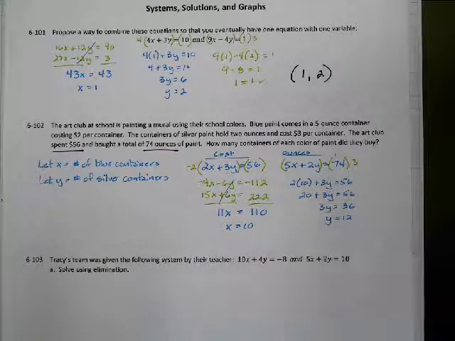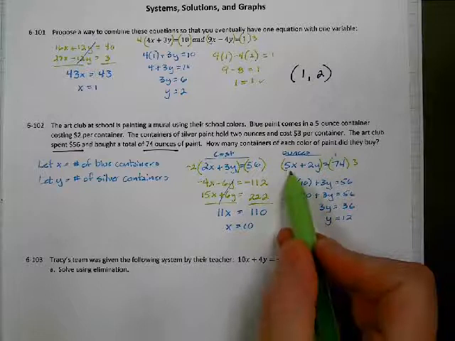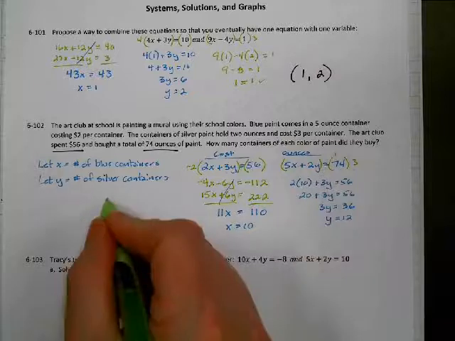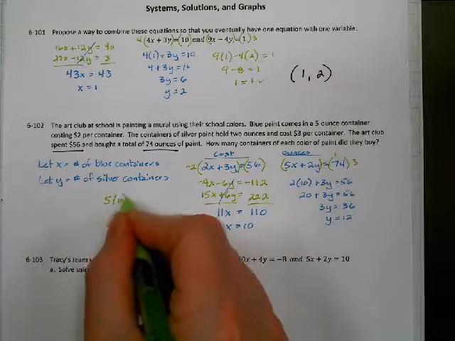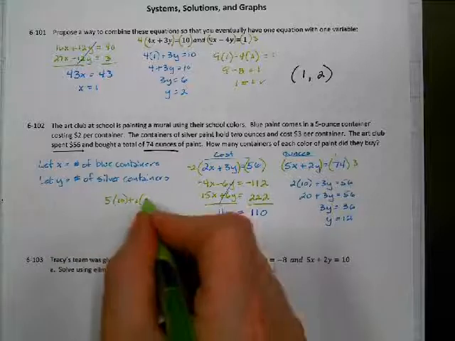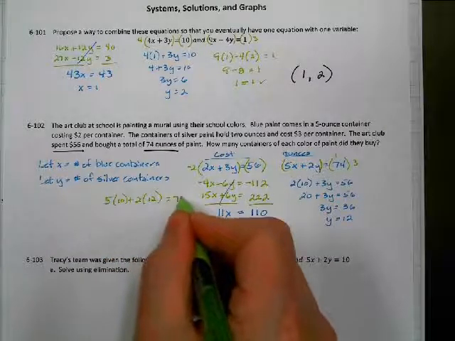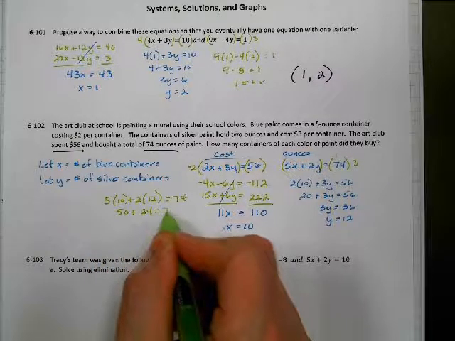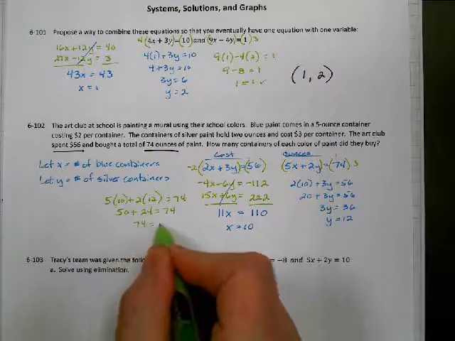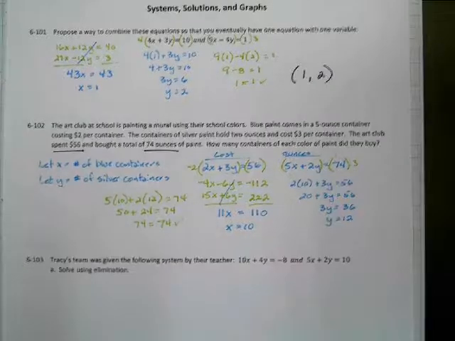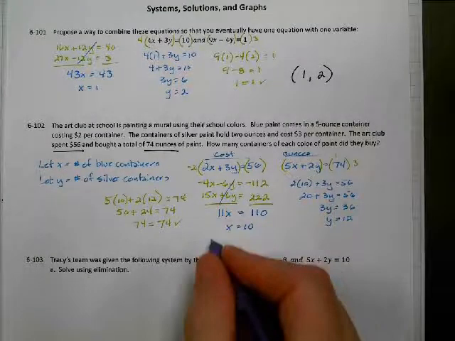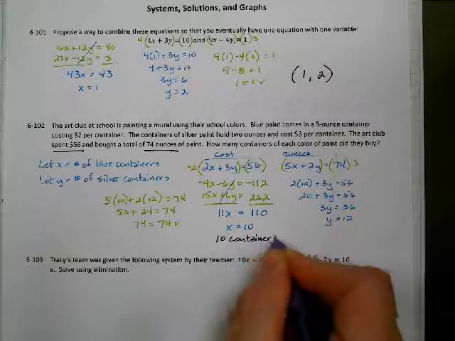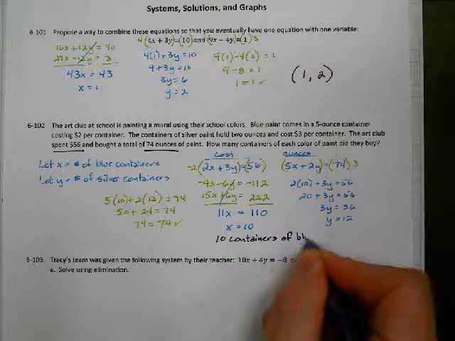I'm going to double check my answer because I can make mistakes. So I'm going to plug in 10 here and 12 there and see if I'm right. So 5 times 10 plus 2 times 12, does that equal 74? I think it does. So this is 50 plus 24, yep, it's 74. So 74 equals 74. Oh, it feels so good. Yes, they're equal. I know my answer. My answer is 10 containers of blue and 12 containers of silver.